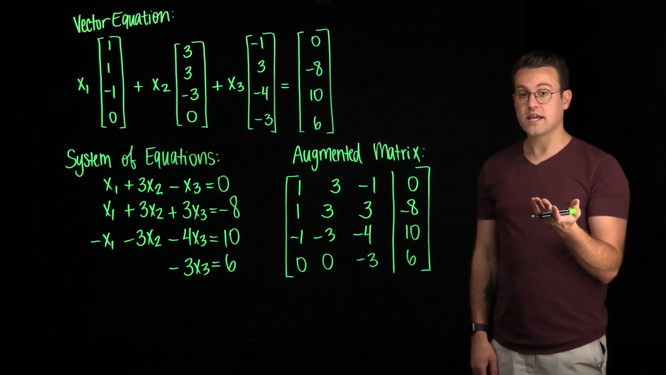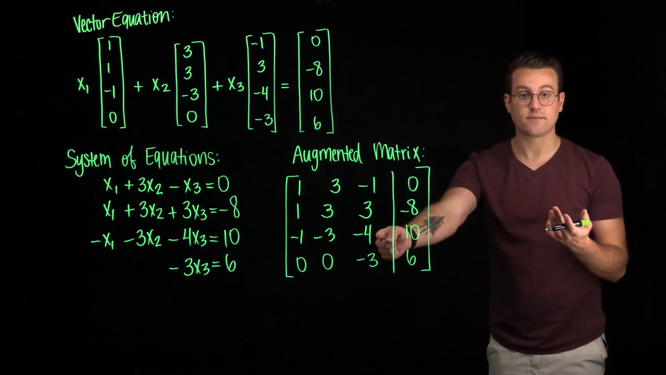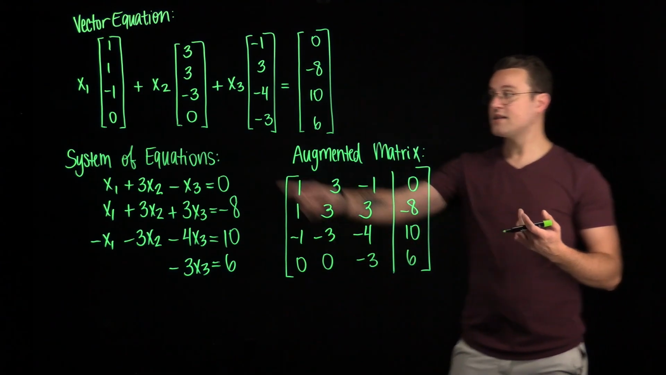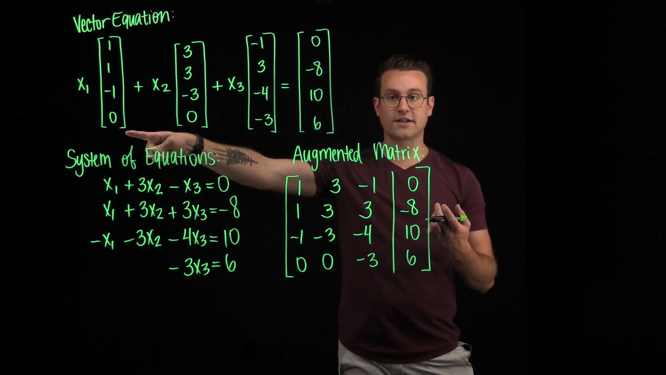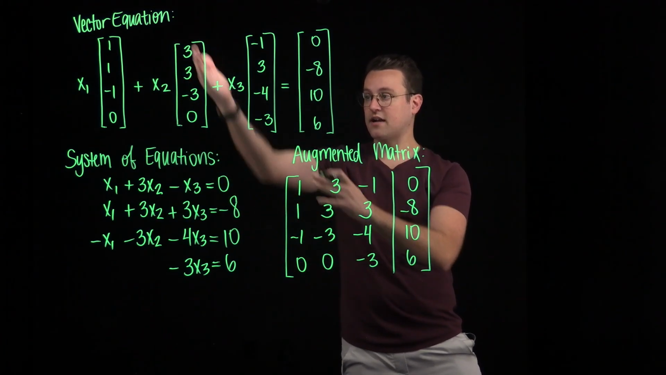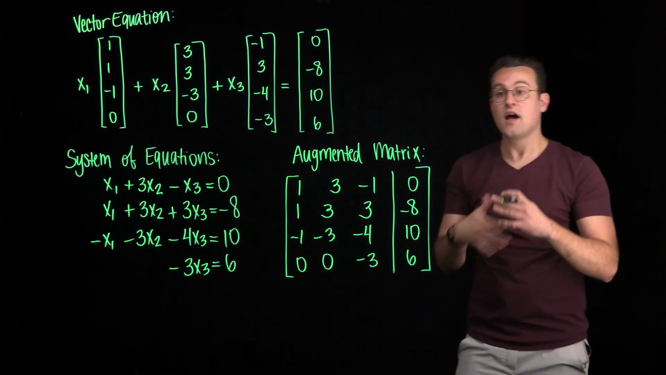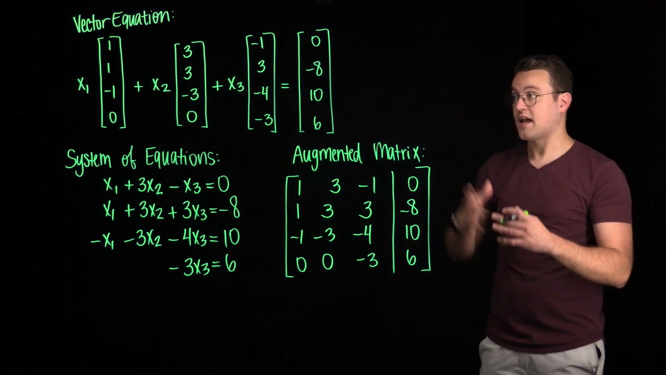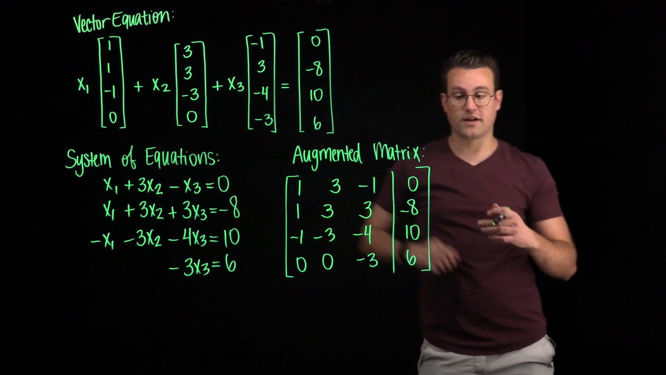Now, what you might notice is that the columns in my augmented matrix are exactly the same as the vectors in my vector equation. If I smush those together, it exactly follows that same pattern. And that's not a coincidence. That's exactly how we've moved from one to the other here.